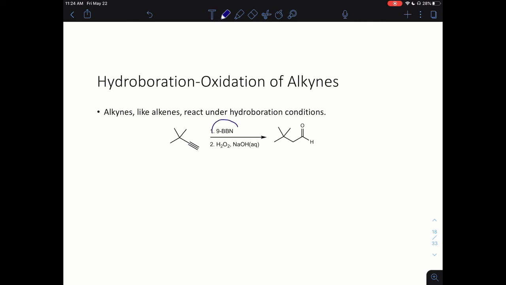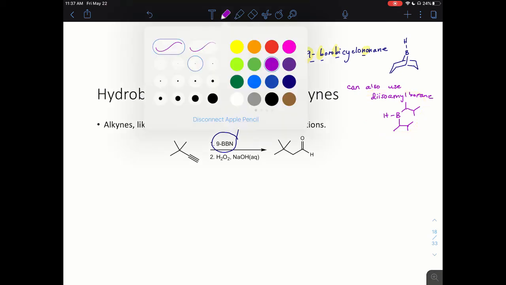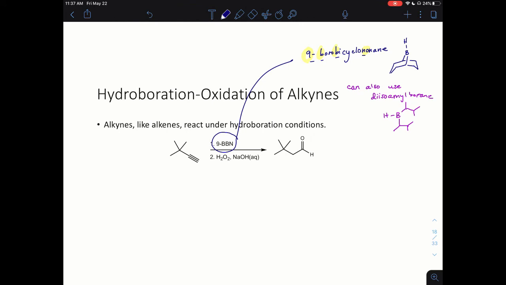Now we have a slightly different reagent here, 9-BBN. 9-BBN stands for 9-borabicyclononane. This little guy, that's super fun to draw. You can do that in your spare time when you get bored. You could also use diisoamylborane. Sometimes you see this reagent. The key here is that it's a bulky borane and there's only one B-H bond. So sometimes these might be abbreviated as R2BH, where R is bulky. And we'll talk about that in just a moment, why we need a different reagent.